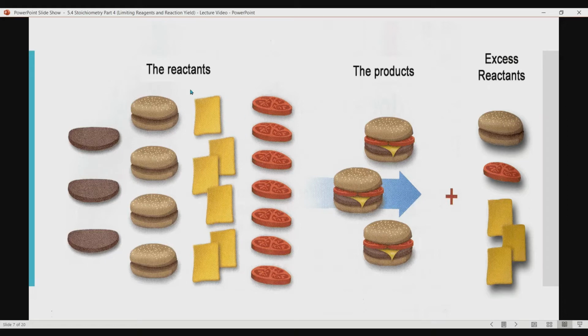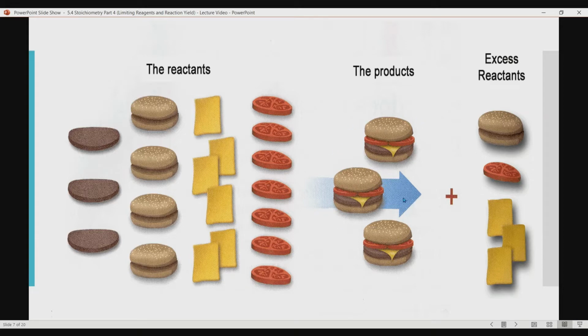Sa mga ingredients na to, it looks like the patty. Patty ang magiging limiting. Bakit? Kasi yung patty ay 3 lang. Yung pagiging 3 bilang niya lang, siya ang magdidikta kung gaano kadami ang maging produkto. Tingnan mo yung mga products natin. 3 product ang na-form, 3 burger or complete burger.